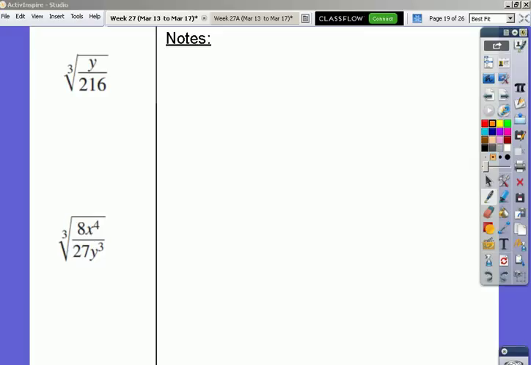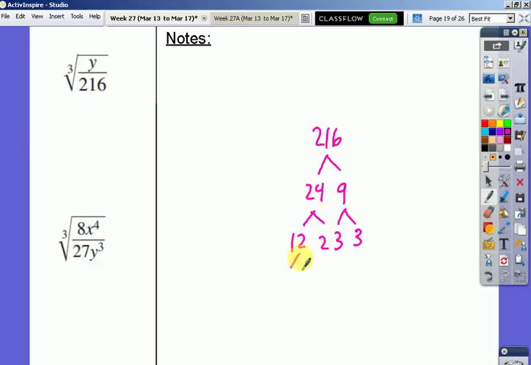When you divide, you get 24 and 9. So 216, I've got 24, and I've got 9. I've got 3 and 3. Those are primes. 24, I can do 12 and 2. That's 6 and 2, and that's 3 and 2.